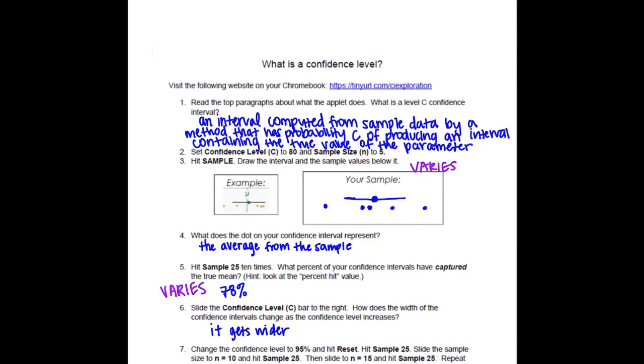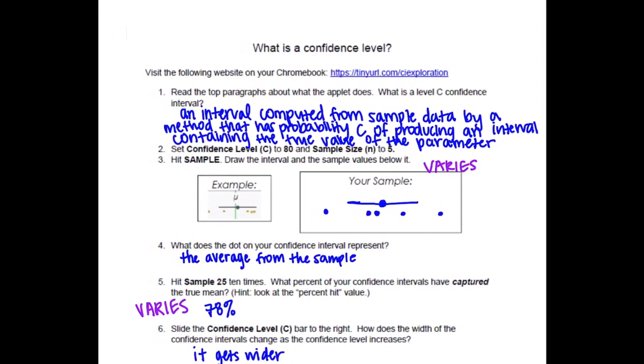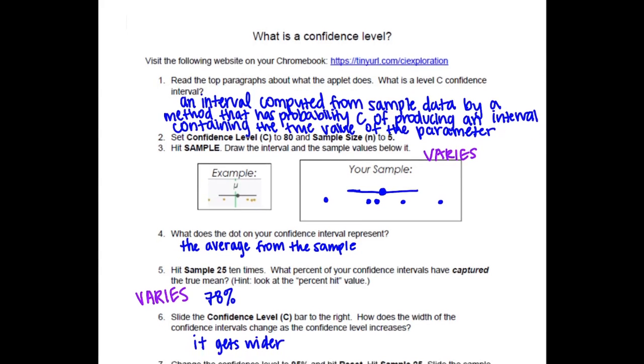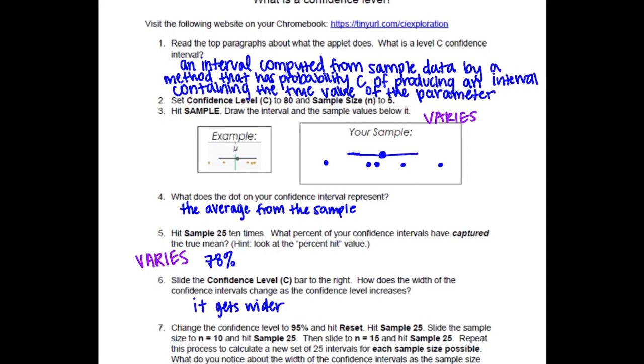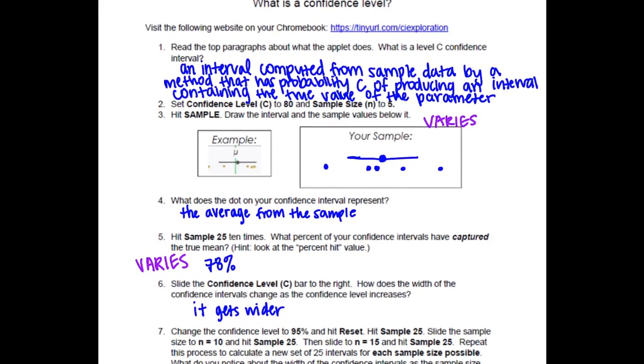All right, again, I just have an example of one that I did myself. So the answers will vary on question 3 and 5. But question 1 is right from there. And so I just want, this is the definition of confidence level. And another way that we can describe that is the capture rate. And so we will look at that on number 5.